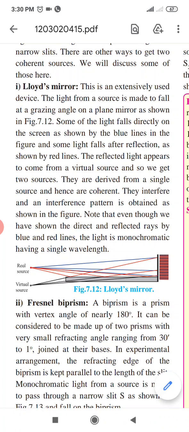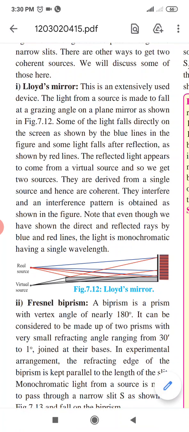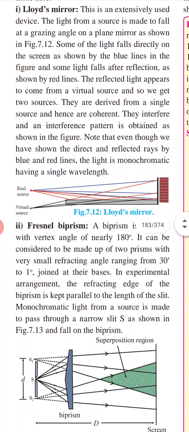The reflected light appears to come from a virtual source, and so we get two sources. They are derived from a single source and hence are coherent. They interfere and an interference pattern is obtained as shown in the figure. So note that even though we have shown the direct and reflected rays by blue and red lines, the light is monochromatic, having a single wavelength.